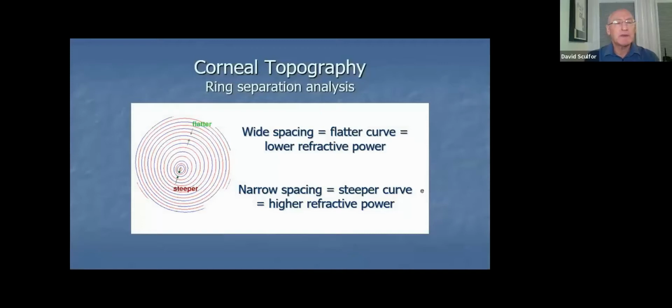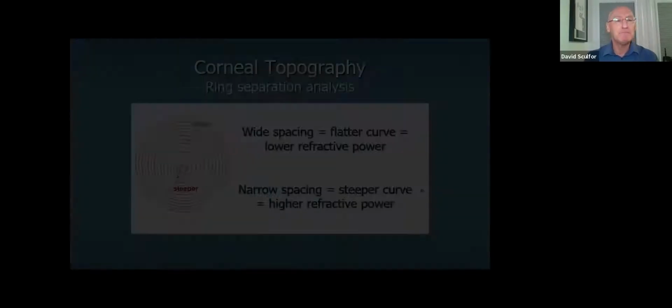So when we look at the separation analysis, where you've got a wider spacing, that means you've got a flatter curve, and a flatter curve, of course, means a lower refractive power in that area. Where the circles are closer together, you've got narrow spacing, that means a steeper curve with a higher refractive power. You can then convert all that data into a topographic map.